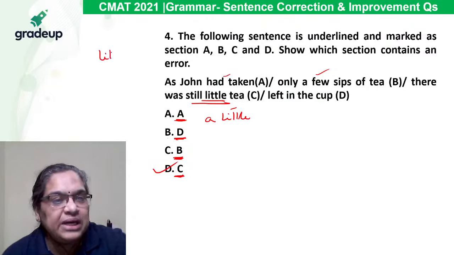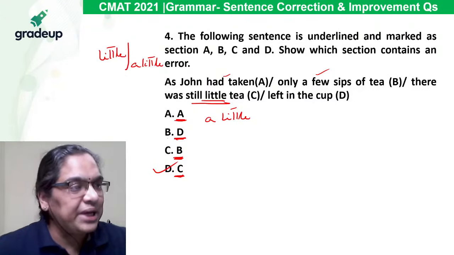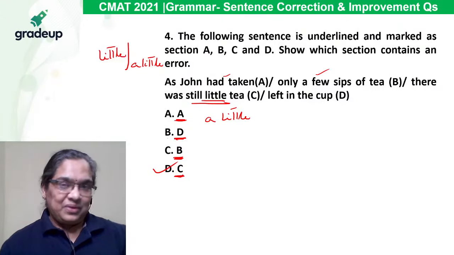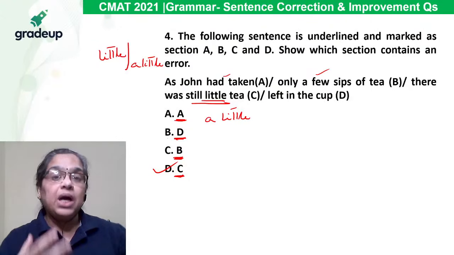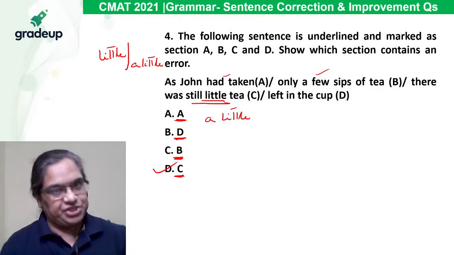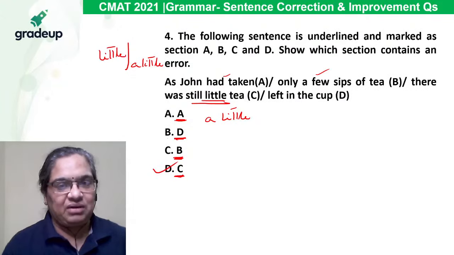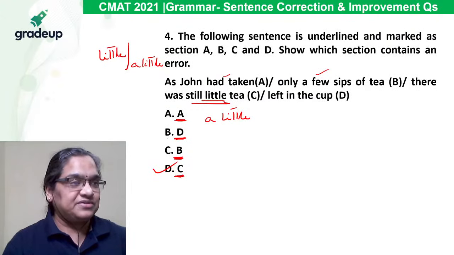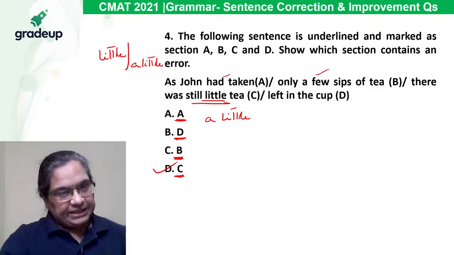Now, those of you who attended my earlier TISNET grammar class would know the difference between little and a little. Little means almost nothing. A little means a small amount. So little has a negative connotation, a little has a positive connotation. "He has little knowledge about the subject" means nothing. "He has a little knowledge" means कुछ तो पता है, थोड़ा बहुत पता है. That's the difference. All right. So the answer here, the expression should have been "a little," not "little."